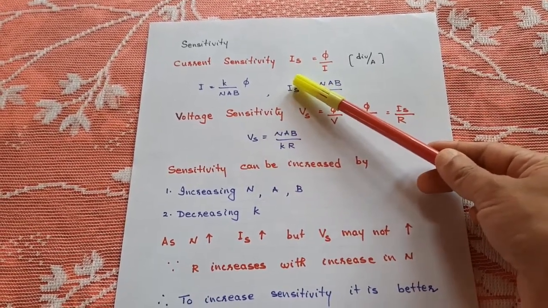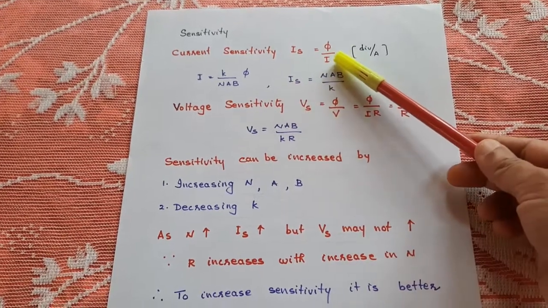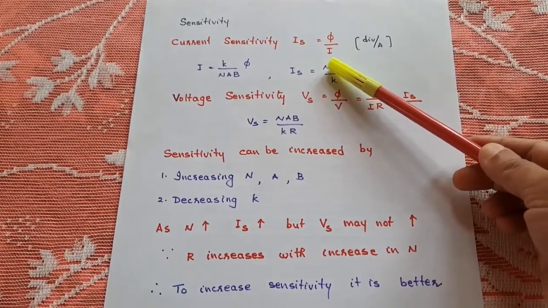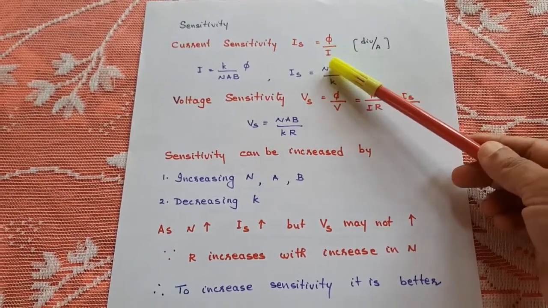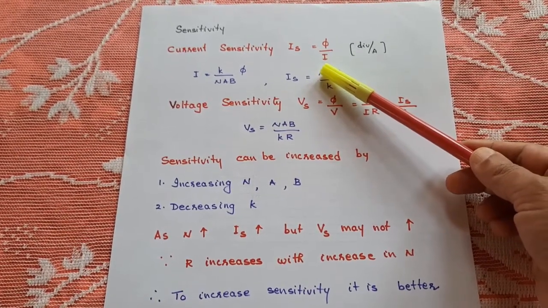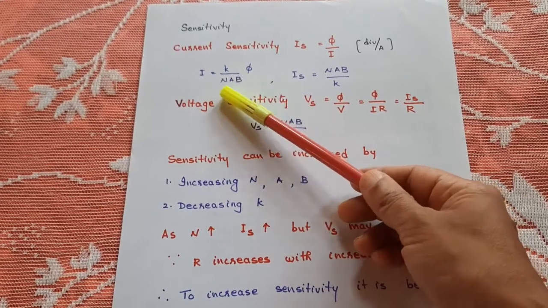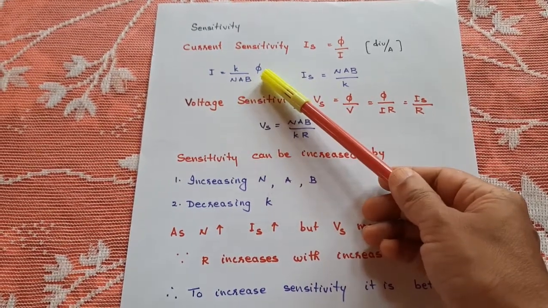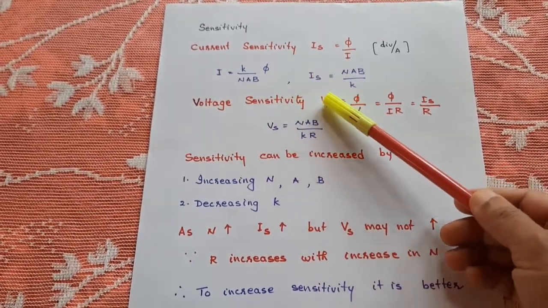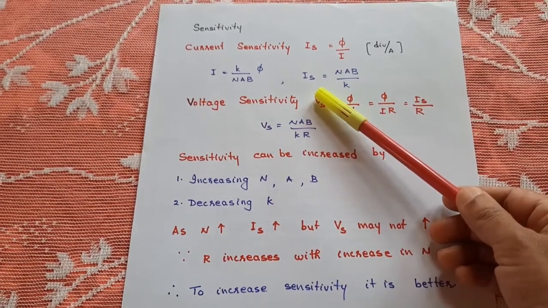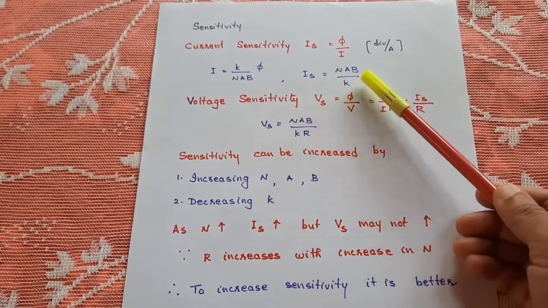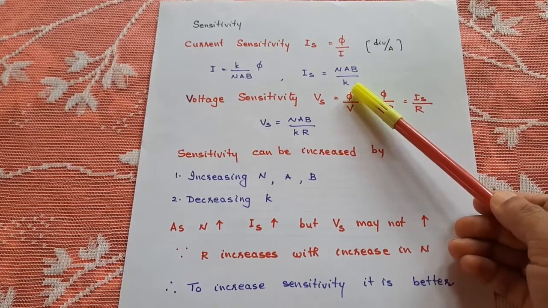Current sensitivity is defined as the deflection per unit current, phi by I. For a galvanometer, I is equal to K by NAB into phi. Therefore, current sensitivity phi by I is equal to NAB by K.